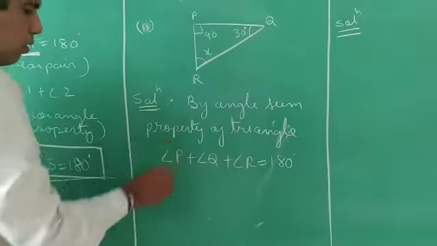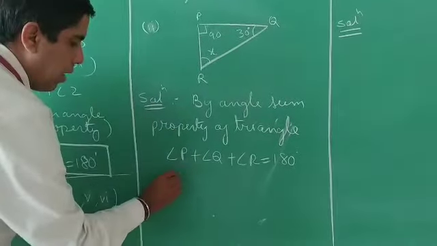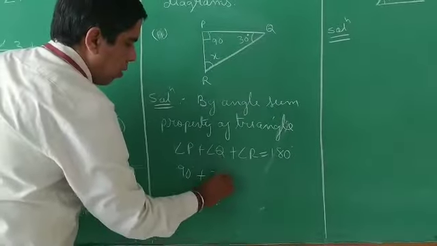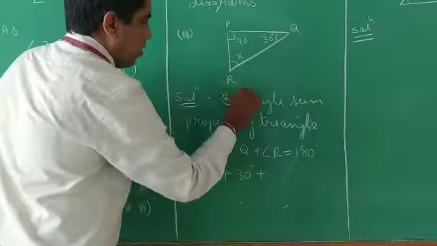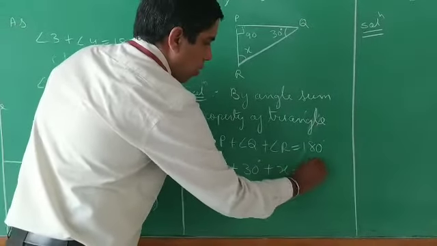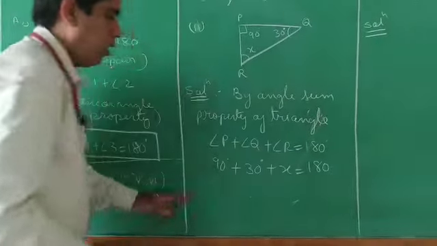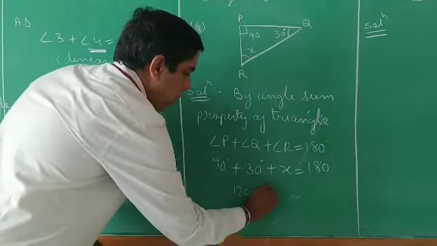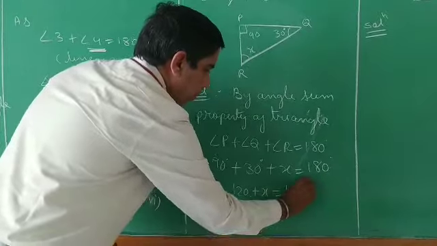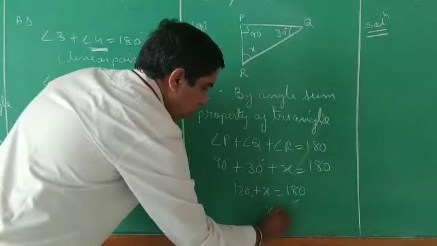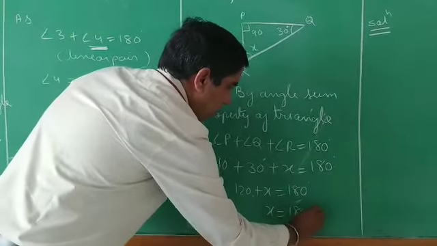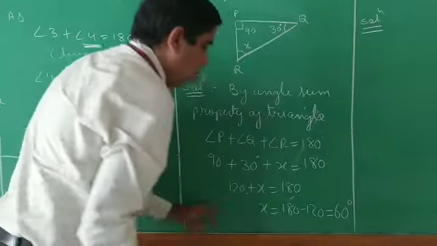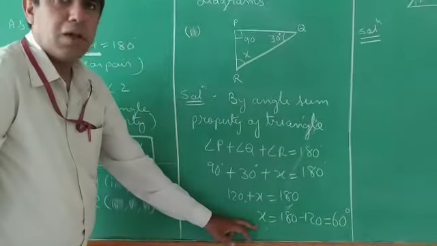What is the value of angle P? 90 degrees. Plus angle Q is how much? 30 degrees. Plus angle R is x, equal to 180 degrees. Now add this, so it becomes 120 plus x equal to 180. Therefore x is equal to 180 minus 120, and it becomes 60 degrees. So x is equal to 60 degrees is the answer.